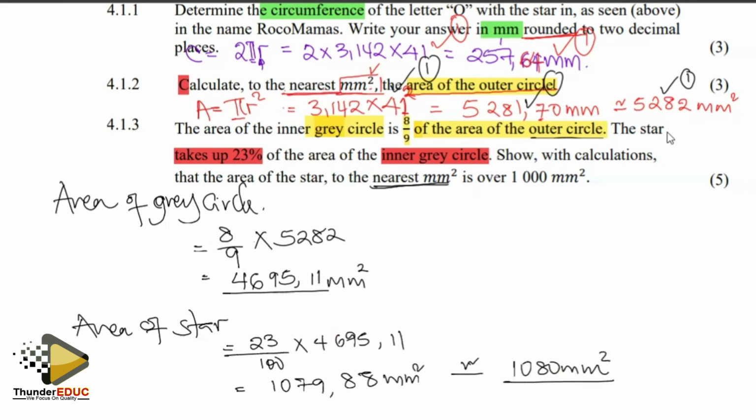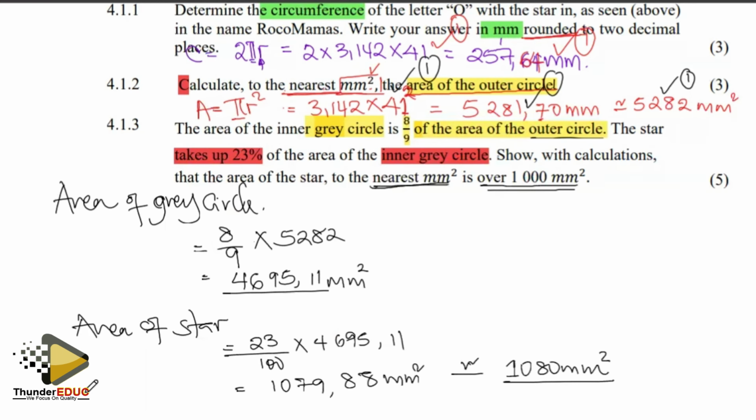Verify or show with calculations that the area of the star to the nearest millimeter is over 1,000 millimeters what? Squared. Indeed, it's over 1,000 millimeters squared. They are saying show. So we've shown how we get this. How do we get the 5 marks? Let's look at the marking.